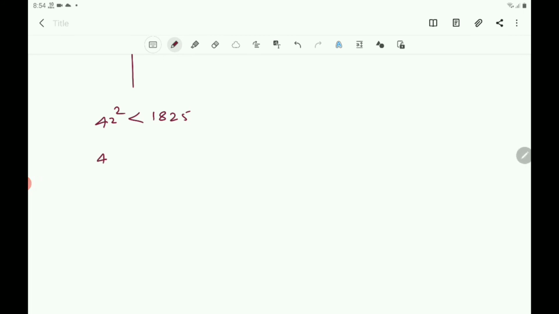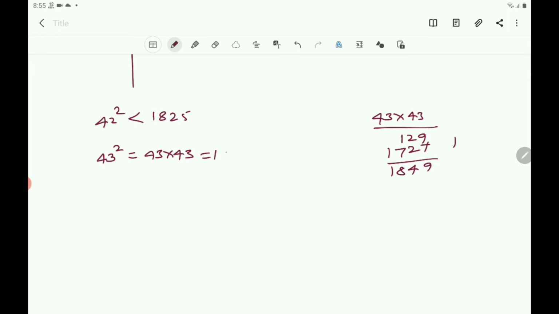The next number is 43. 43 square, that is 43 into 43. 3 3s are 9, 4 3s are 12, and 4 3s are 12, 4 4s are 16 plus 1 is 17. Then you will get 1849. That is 1849.